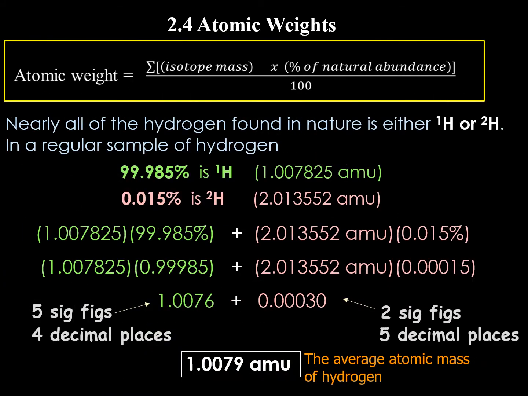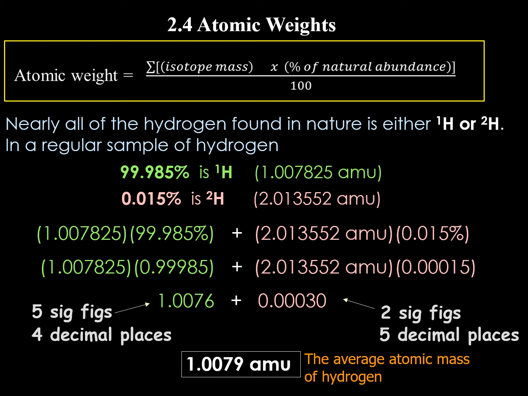This is the general formula to find the atomic weight. It's the sum of the isotope masses times their percentage of natural abundance divided by 100. If you remember for hydrogen, the mass on the periodic table is not 1, it is 1.0079, and that's attributed to hydrogen having different isotopes.